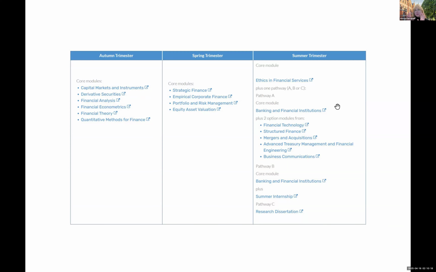The second term is more or less just for you, students in master in finance, in the sense that you will attend some specific courses that are characteristic of a master in finance, such as strategic finance, empirical corporate finance, equity asset valuation, portfolio risk management.